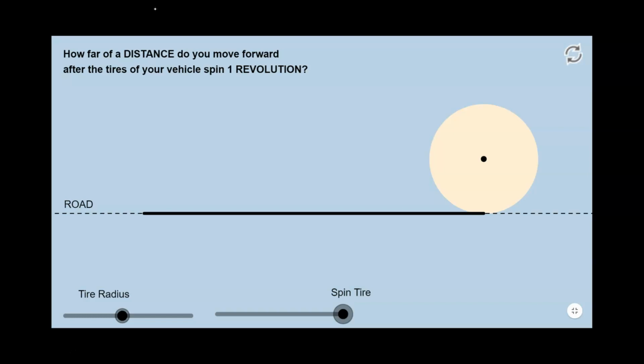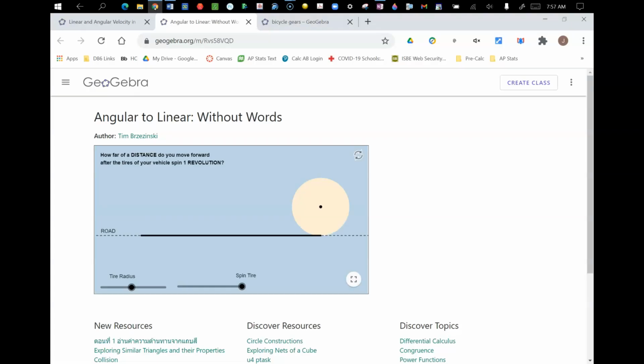Well, that's where we get the phrase linear velocity. And you will see that if we change the radius of the tire, it's going to take the same amount of time to make one rotation, but as the radius gets larger, it will cover more distance. So if we cover more distance in the same amount of time, then the velocity is going to be greater.